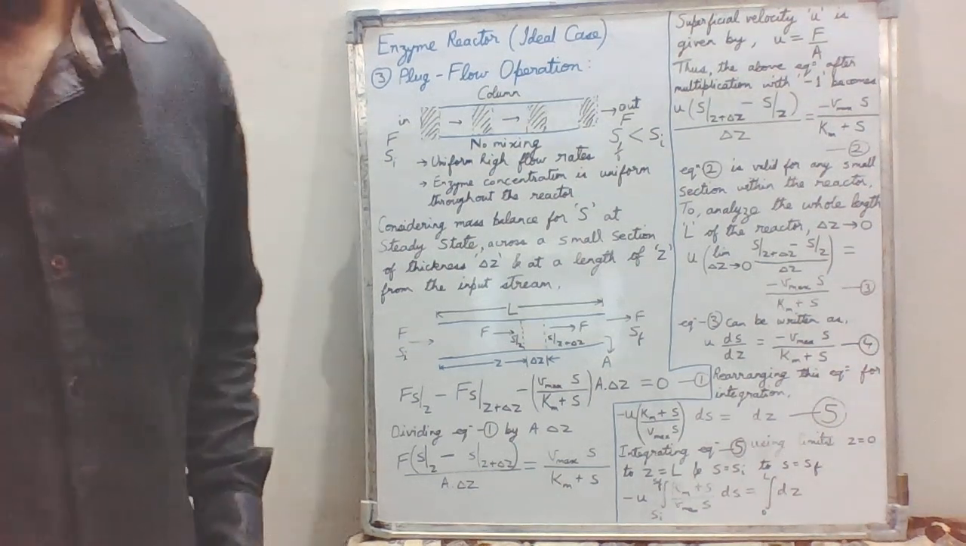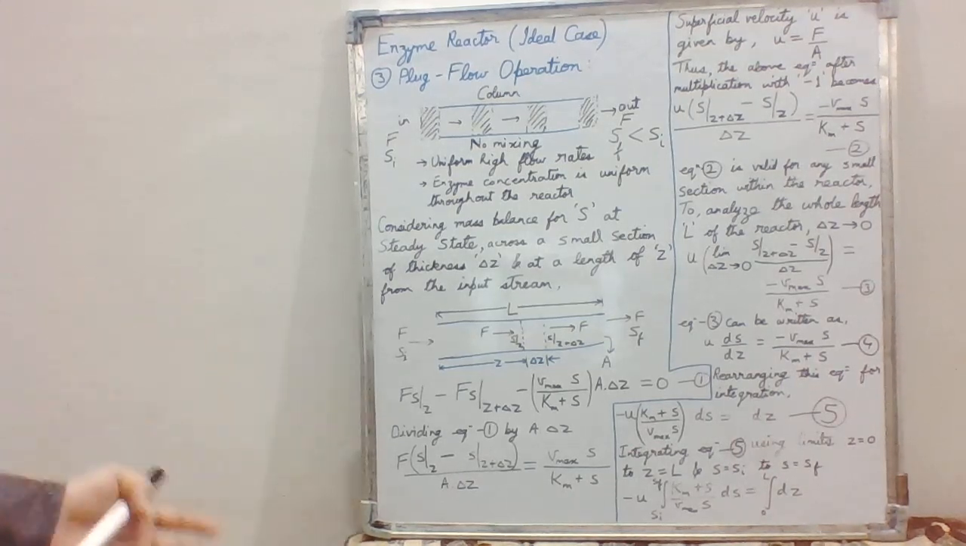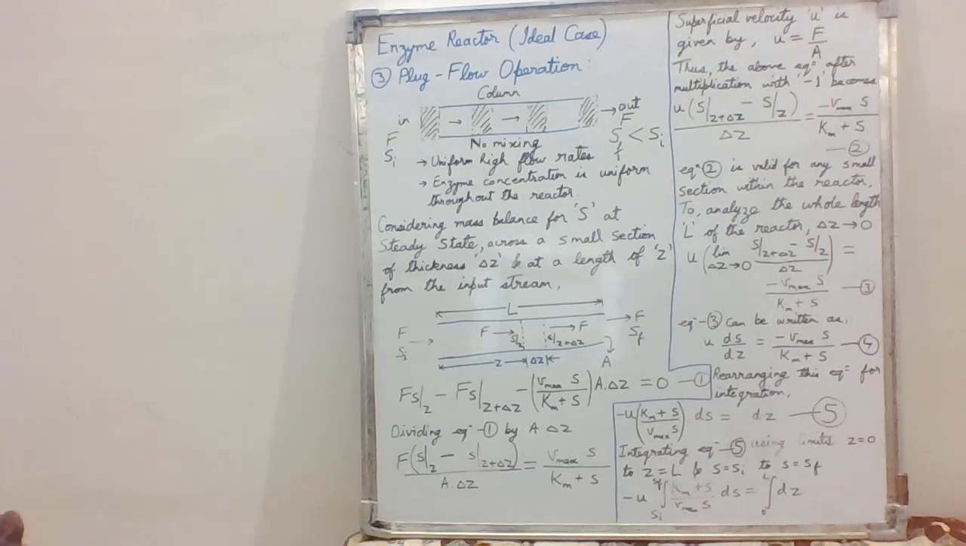Hello and welcome back. We have been recently discussing enzyme reactors, and we have already discussed batch operation mode and continuous operation mode. We have seen that in batch operation mode we had a one-time input, and after the reaction ends we have the final output. In continuous operation we continuously have input and output streams, so that we have continuous input of the feed and continuous output of our product stream.